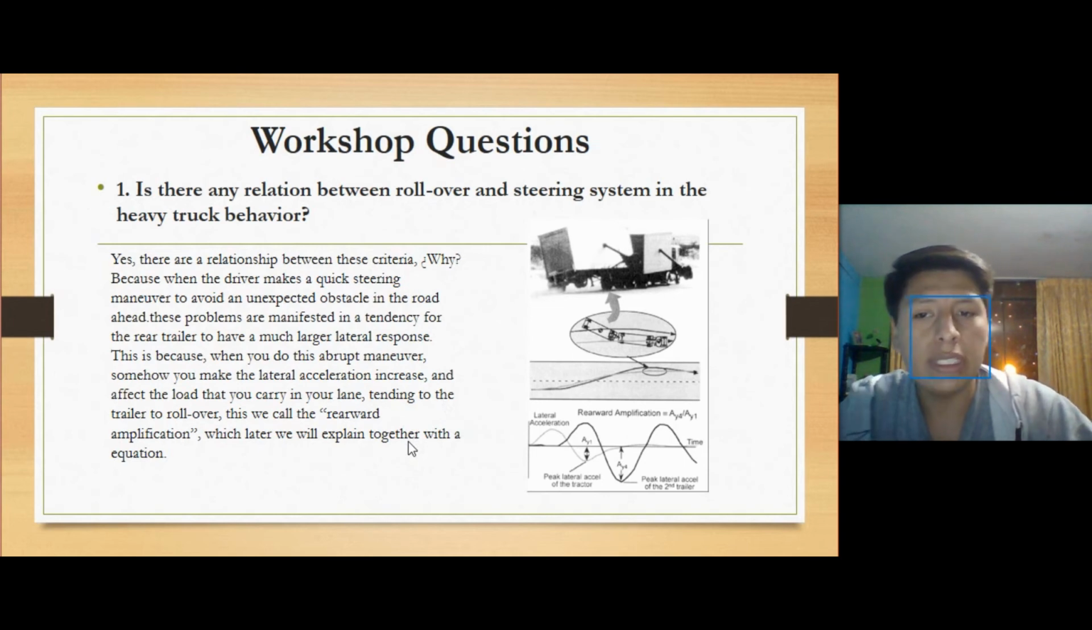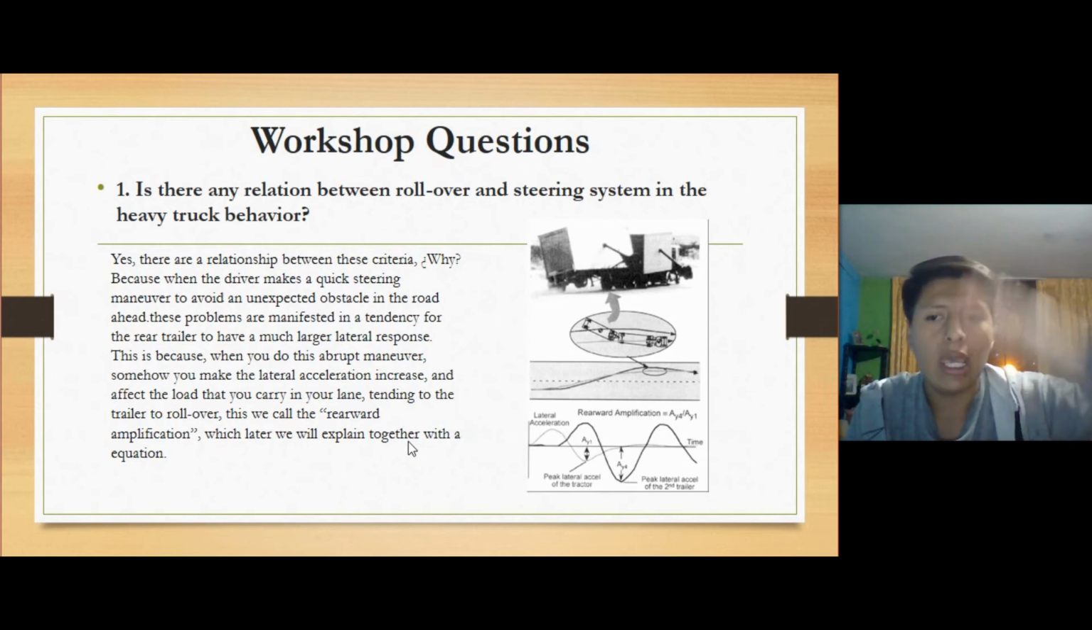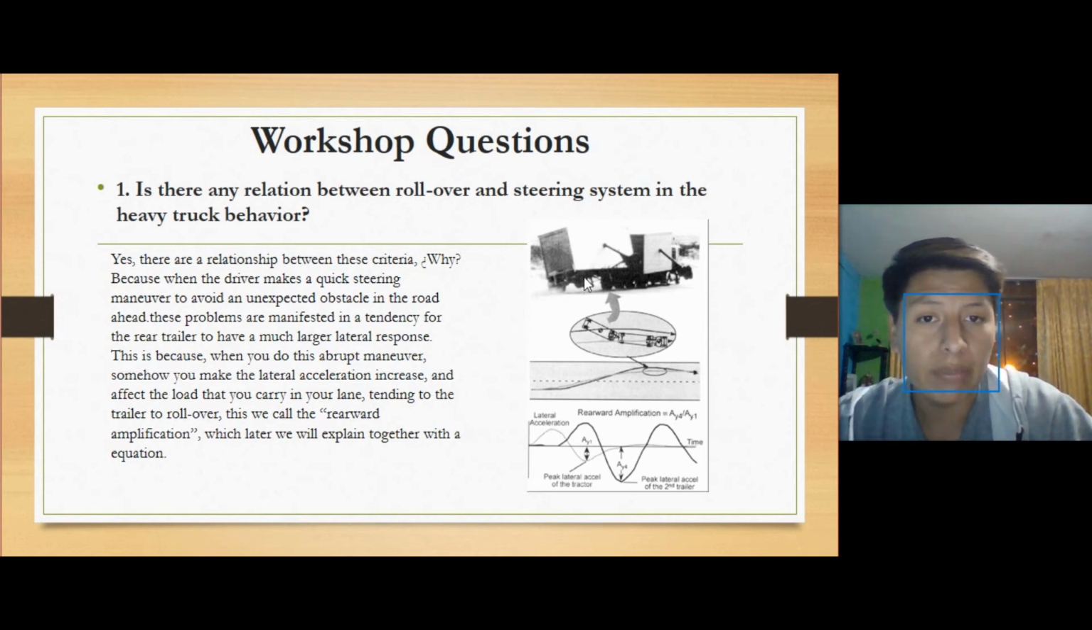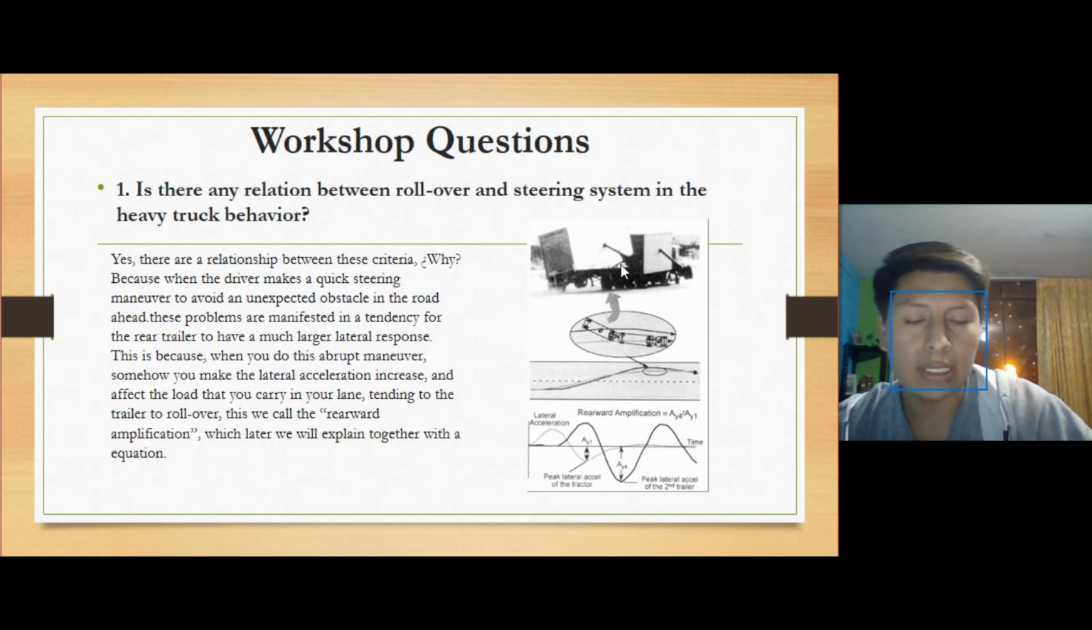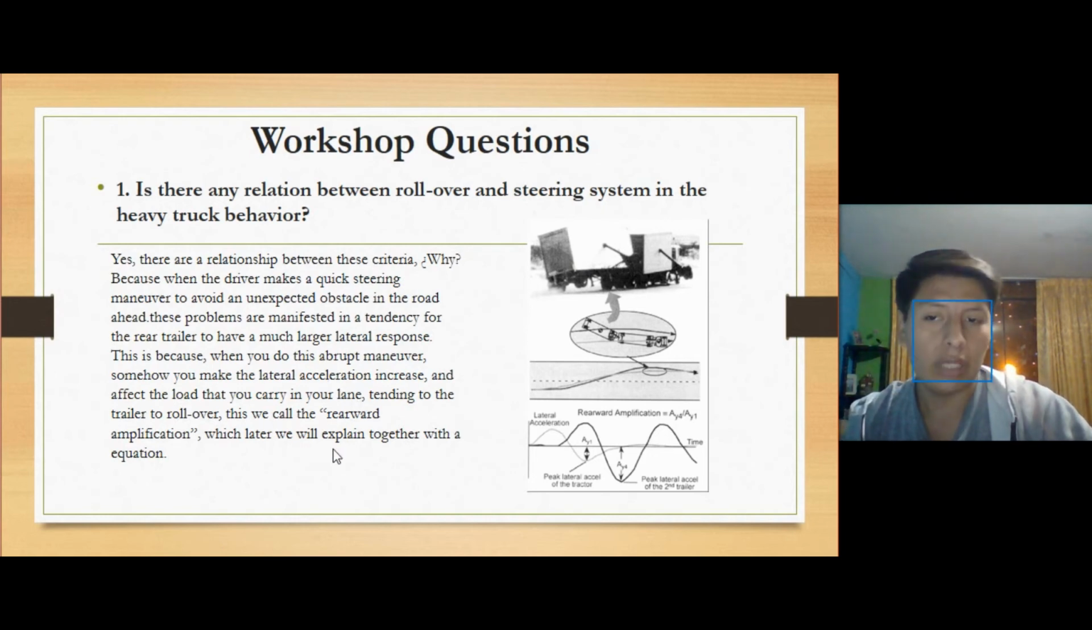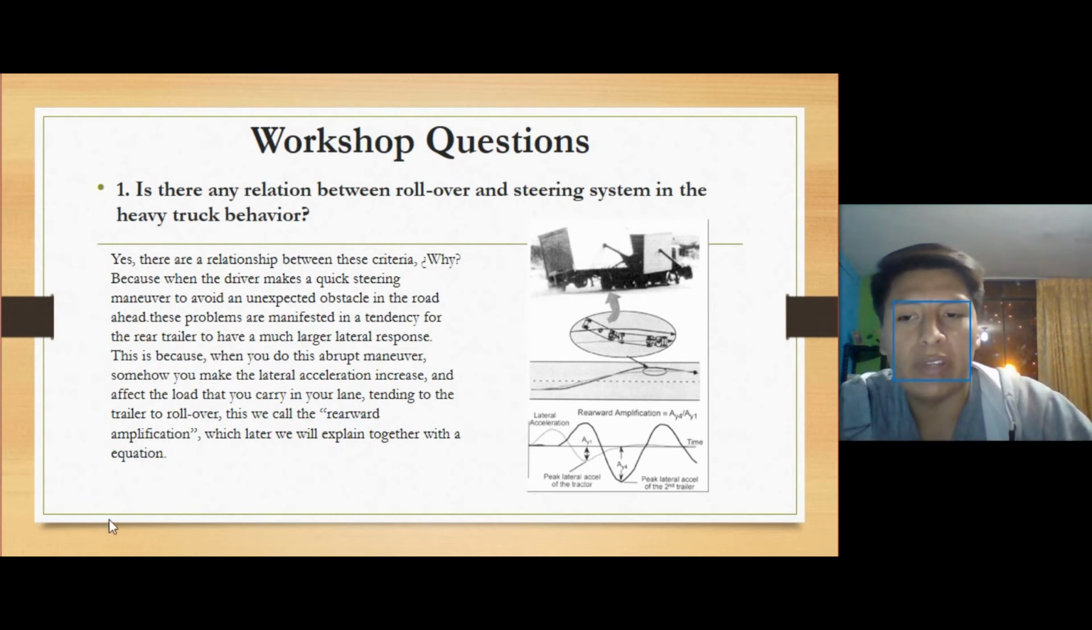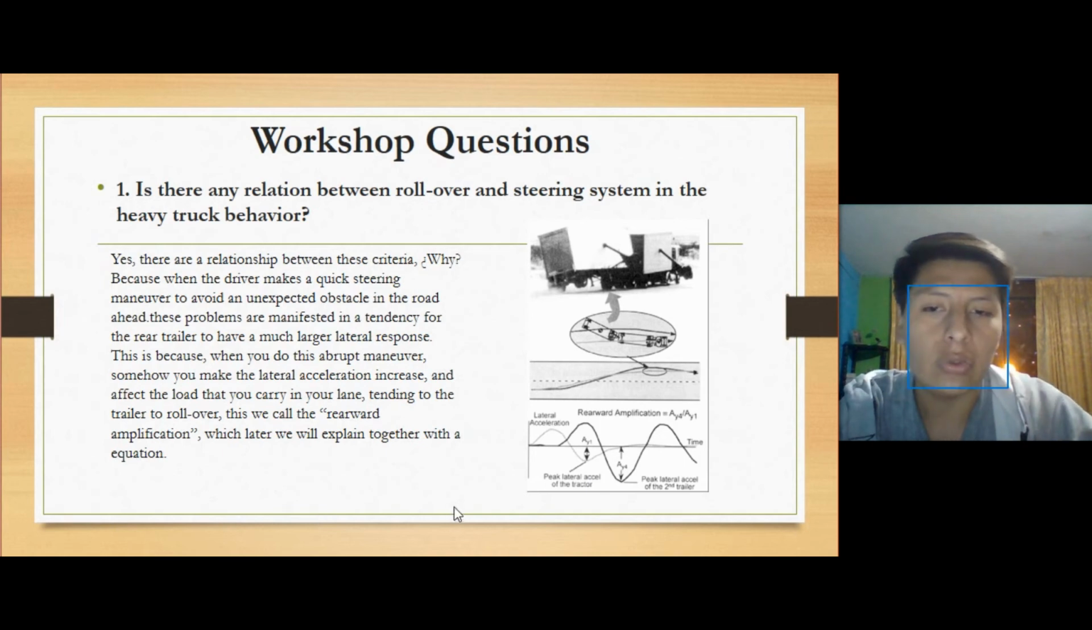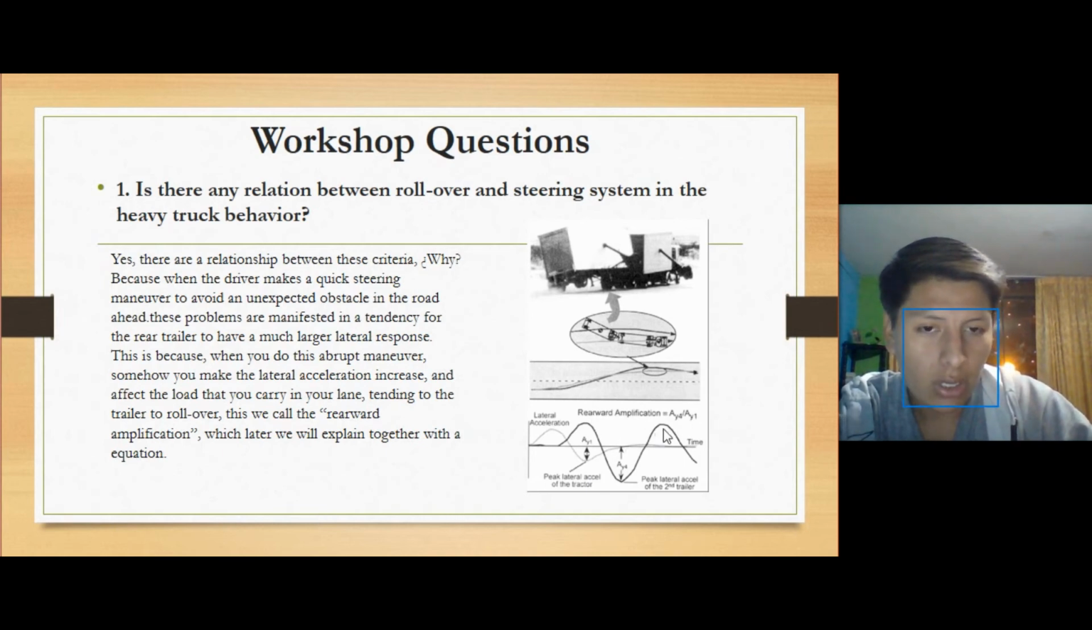This is because when you do these abrupt maneuvers, somehow you make the lateral acceleration increase and affect the load that you carry in your lane. For example, in this part, the trailer acceleration increases and affects it, tending to make the trailer roll over. This we call the rear wheel amplification, which later we will explain together with the equation. On this part you can see the rear wheel amplification equation.